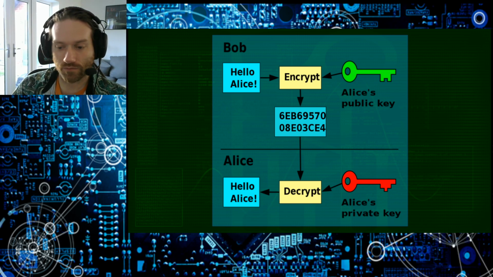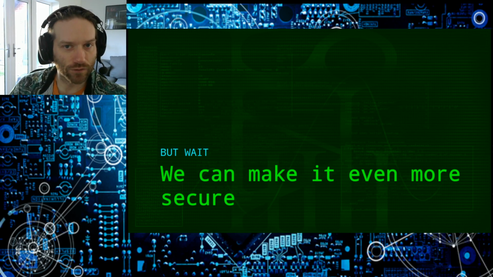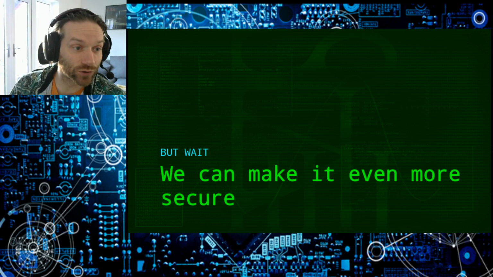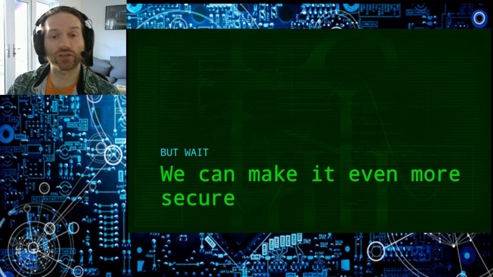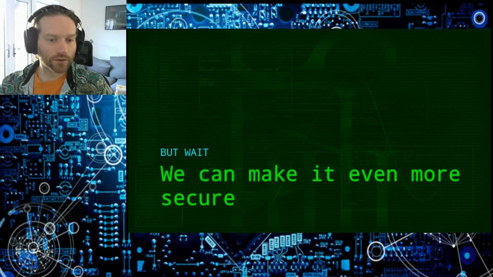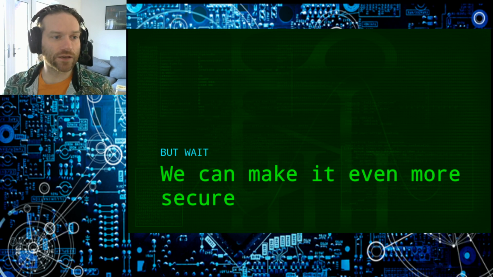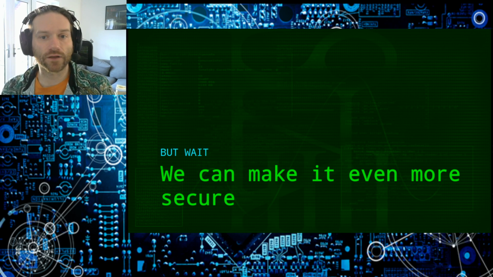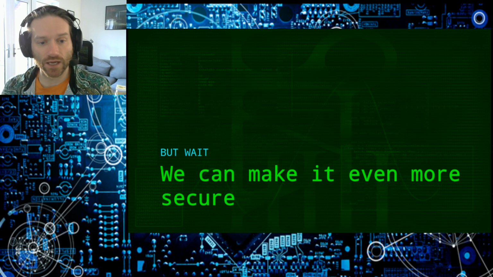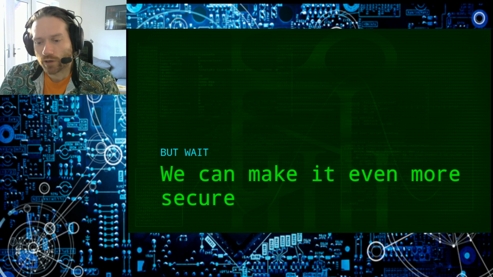Yeah. But wait, there's more. We can make this even more secure, and also we can make it so that a message can be decrypted by more than one person, which is useful if you want to send group chats, right? I'm assuming you use something like WhatsApp, which encrypts messages, and you have WhatsApp group chats and stuff like that. Obviously, those messages need to be encrypted with a public key and then decrypted with a private key. But if you're sending it to multiple people, how does that work?